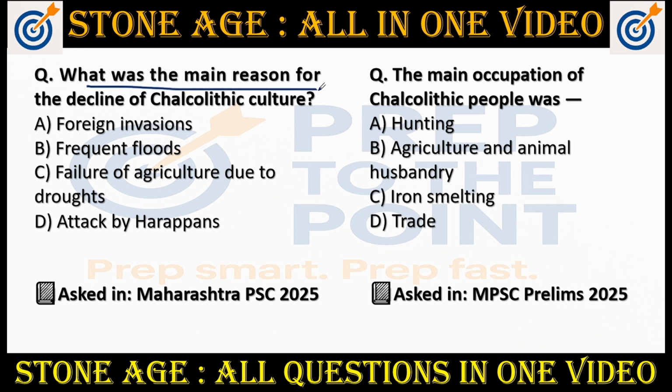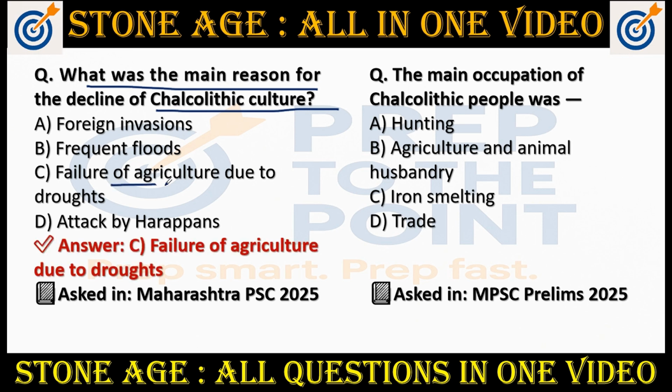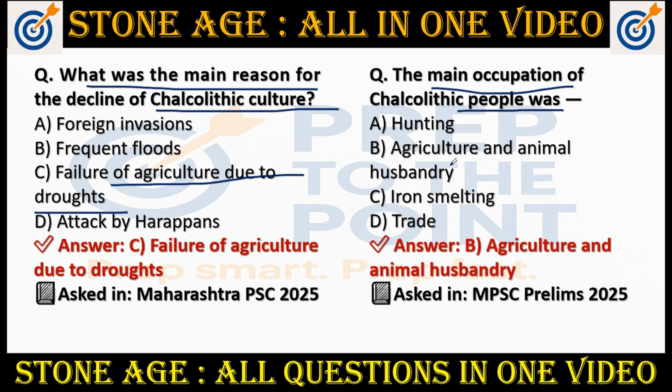What was the main reason for the decline of Chalcolithic culture? It is failure of agriculture due to droughts. The main occupation of Chalcolithic people was agriculture and animal husbandry.